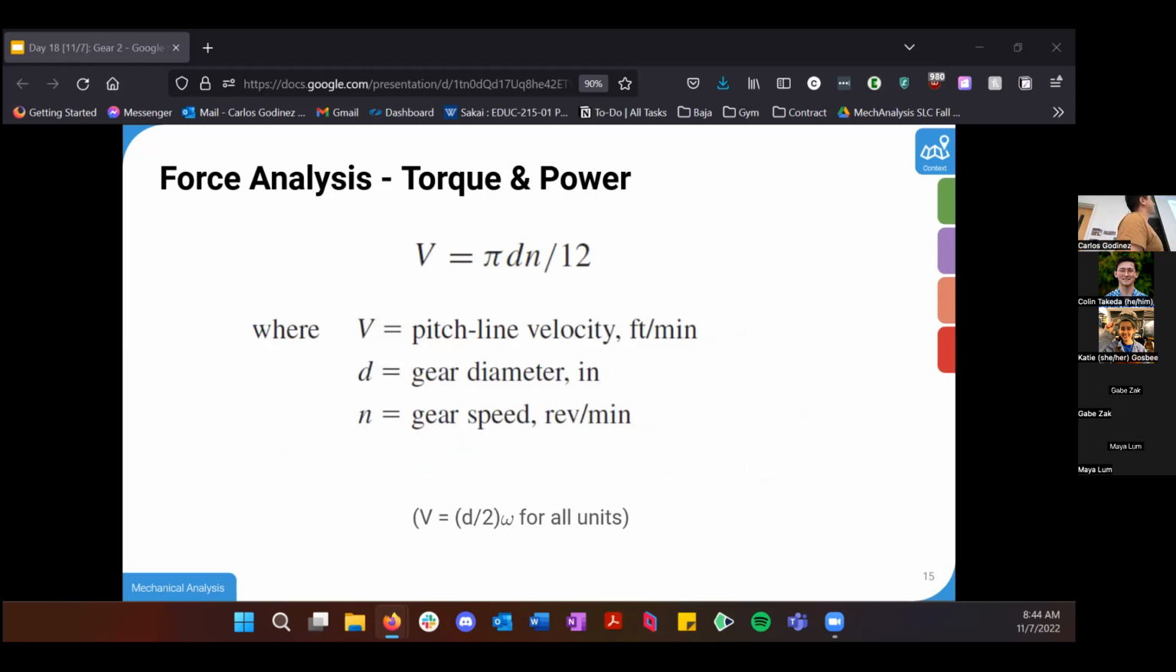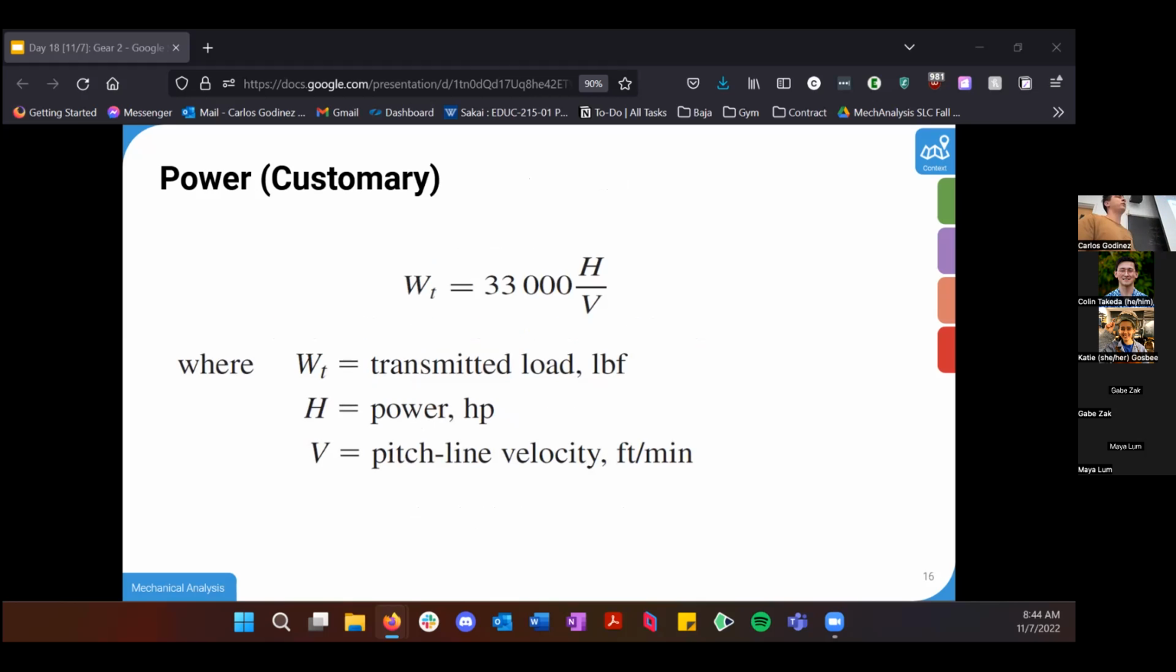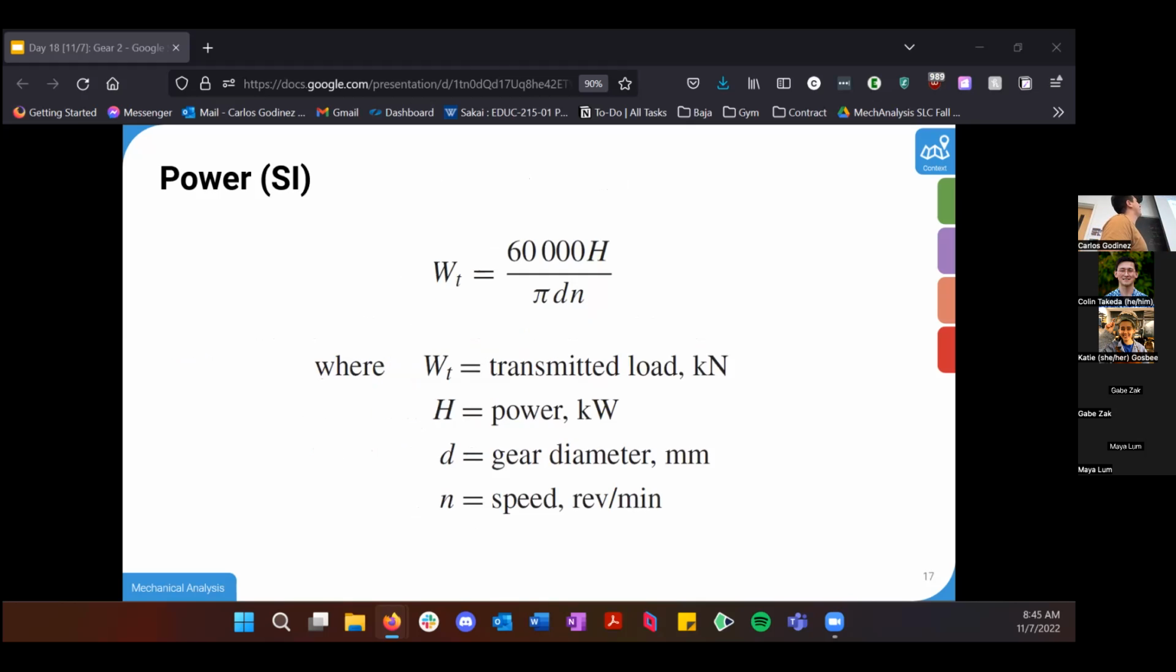This is a lot of slides and just pretty simple formulas to come down to power. Power output is what a lot of gear trains will be rated for. If you want to put that power output in horsepower, you take your transmitted load in pounds force, and then use this equation in pitch line velocity for that constant velocity between the two intersecting points. Very similar form factor if you're doing your power output for metric units.